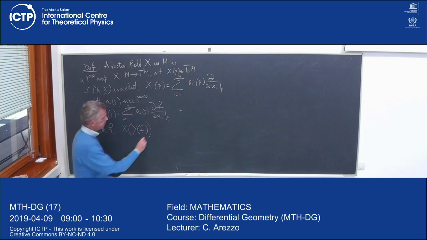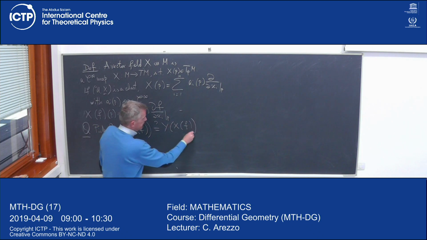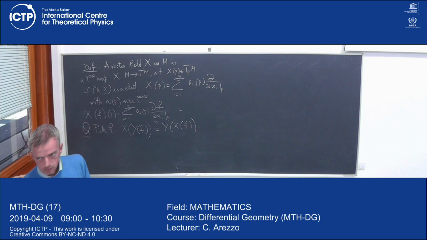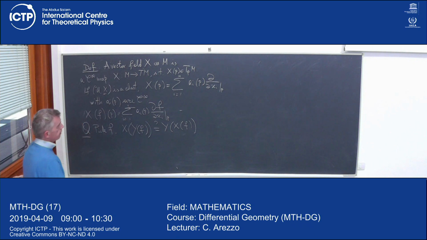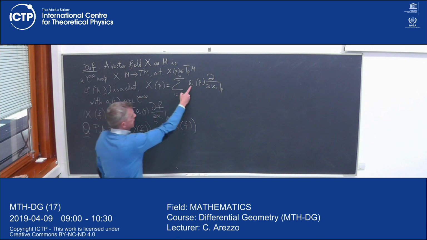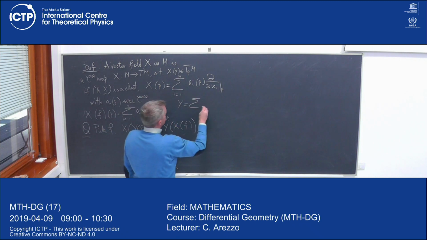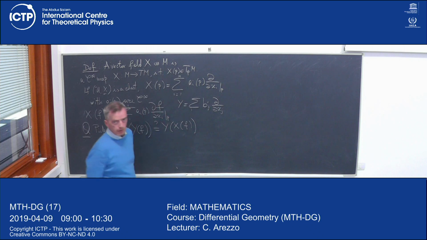So is this Y of X of f? Is it the same thing? Well, this is non-obvious. Let's see what they are, but I don't expect you to see the answer. Notations: X is this, I've already written it, but then also Y. Let me invent a name for the coefficients of Y. Locally, let's say, Y equals the sum of bj d/dxj.